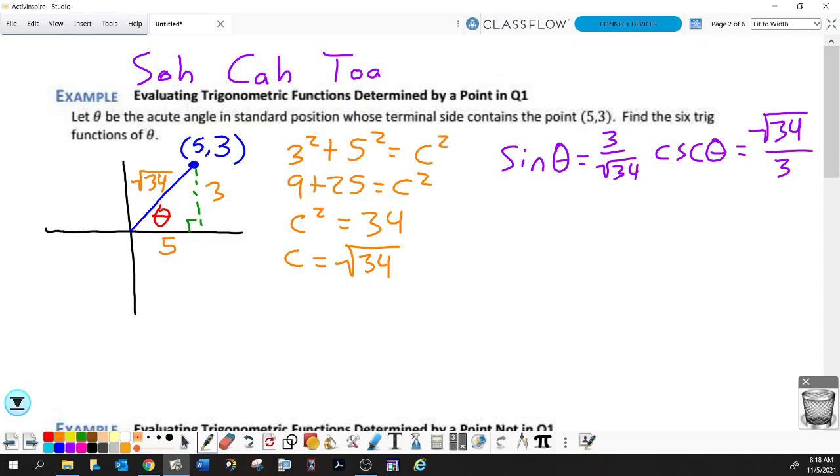Cosine, for now. Adjacent over hypotenuse. You'll see what I mean by that. Cosine is 5 over root 34. If you know cosine, you know its reciprocal, secant.